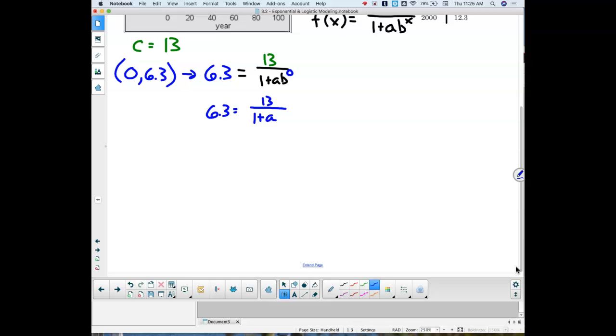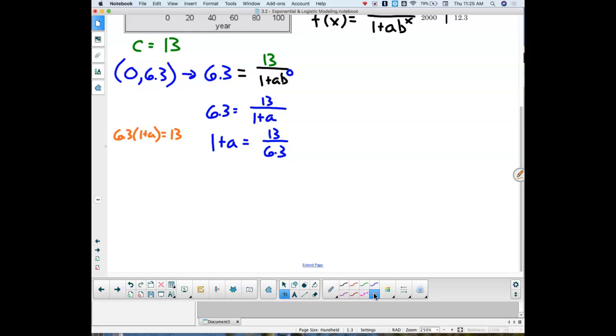Okay, and then what would you do next after that? Divide by 6.3? Yep, okay. So we could just flip-flop those. Because what you did there is you said you would get 6.3 times 1 plus a equals 13, right? And then you could divide by 6.3 and not have to distribute, right? Okay, so that's what I did all in one step.